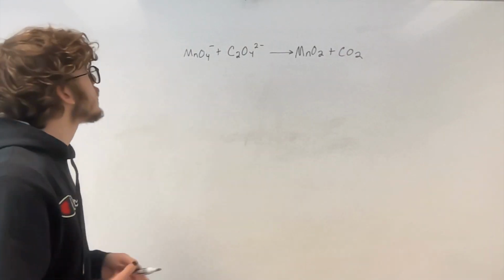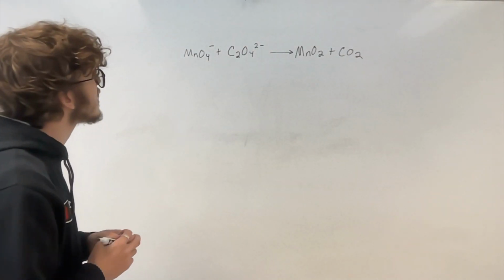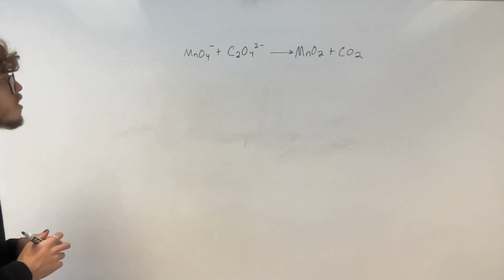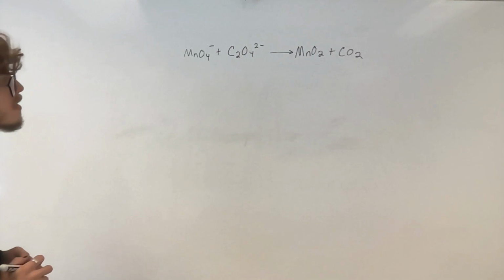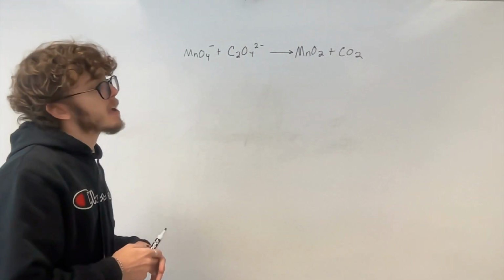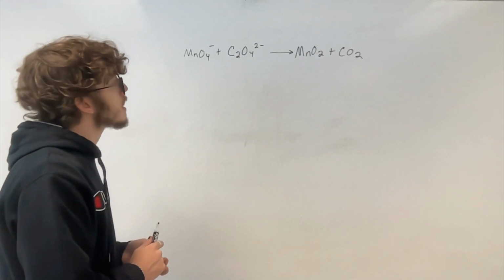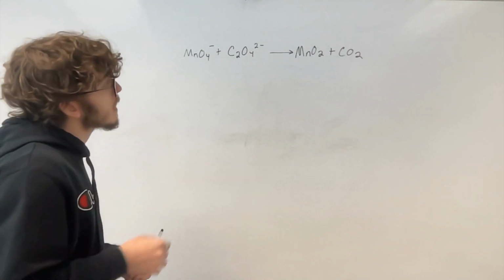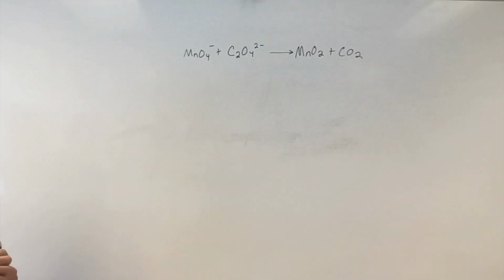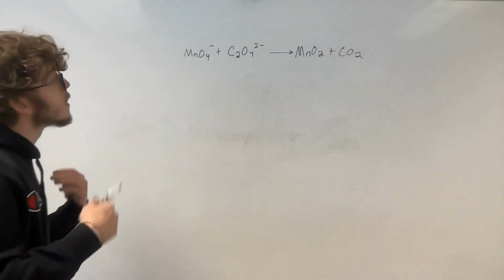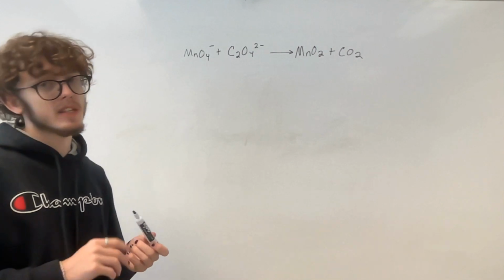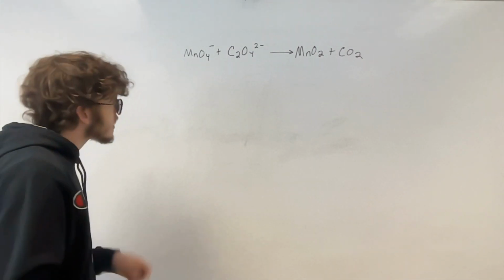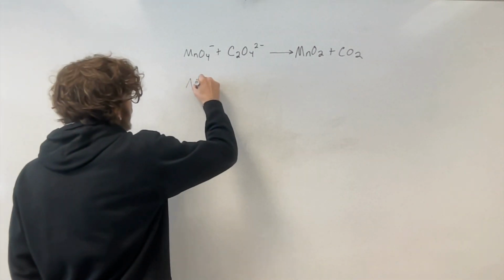So let's assume that we have MnO4 with a -1 charge plus C2O4 2- that is going to react in a basic aqueous medium, and it's going to produce manganese dioxide and carbon dioxide. So we're asked here to balance this equation. So how do we go about it in a basic medium?